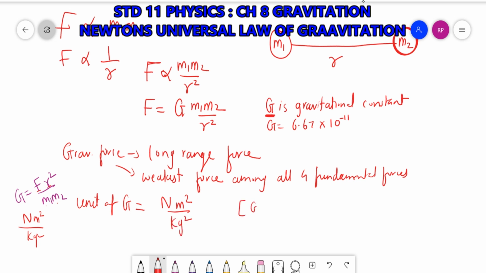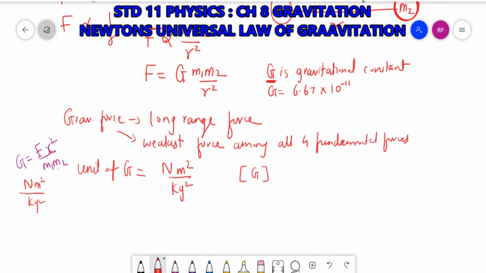Now the dimensional formula for G. The dimensional formula for Newton, that is force, is M1 L1 T minus 2. For meter square it is L2, and for kg square it is M2. So we have M to the power 1 minus 2, that is M minus 1, L to the power 1 plus 2, that is 3, and T minus 2. Clear?